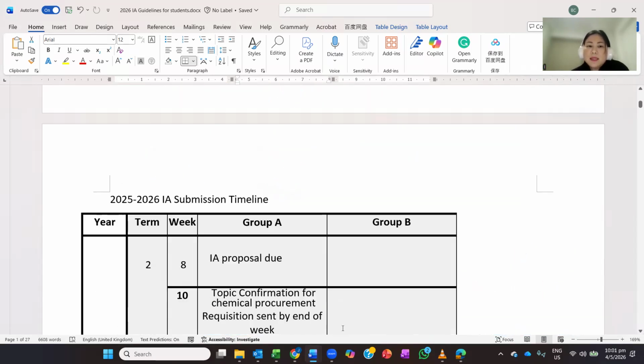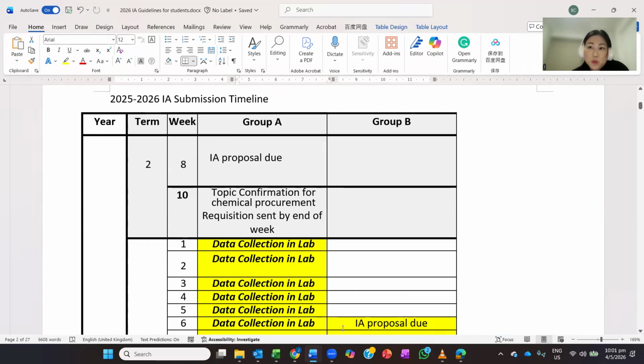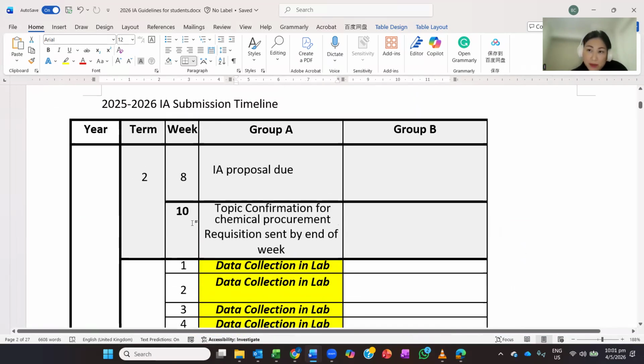So for the IA data collection, the whole cohort is divided into two groups. The 5.5 classes, you will be in group A, and the SL classes, you will be in group B. So let's look at the IA timeline. Let's look at group A first.